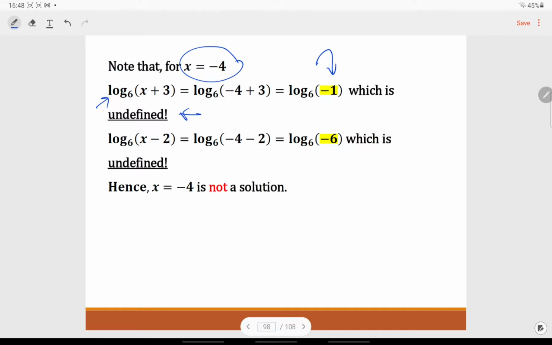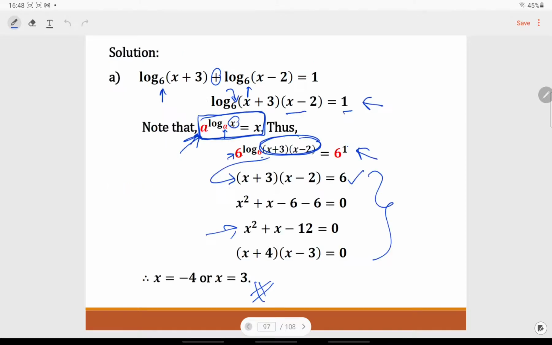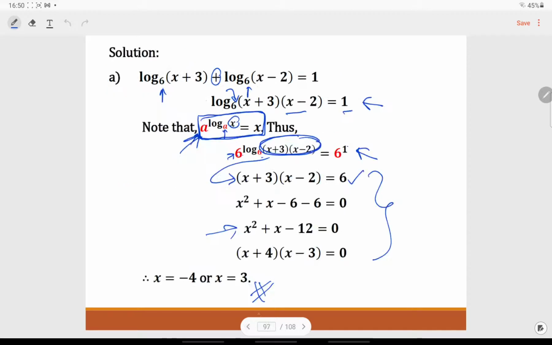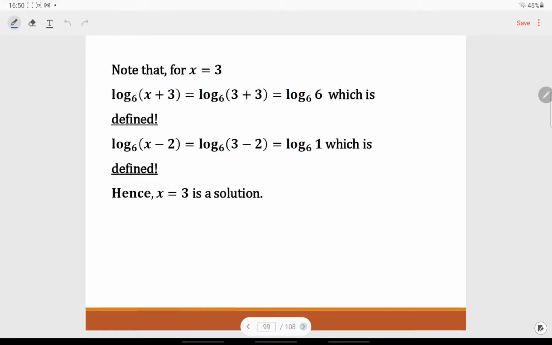Now we need to check another one because we have two solutions. We have -4 and 3. We check -4, it is not a solution. How about 3? We just replace. Because -4 is undefined, we conclude that x equal to -4 is not a solution. Now we move to the other value, which is 3. So we check for 3.